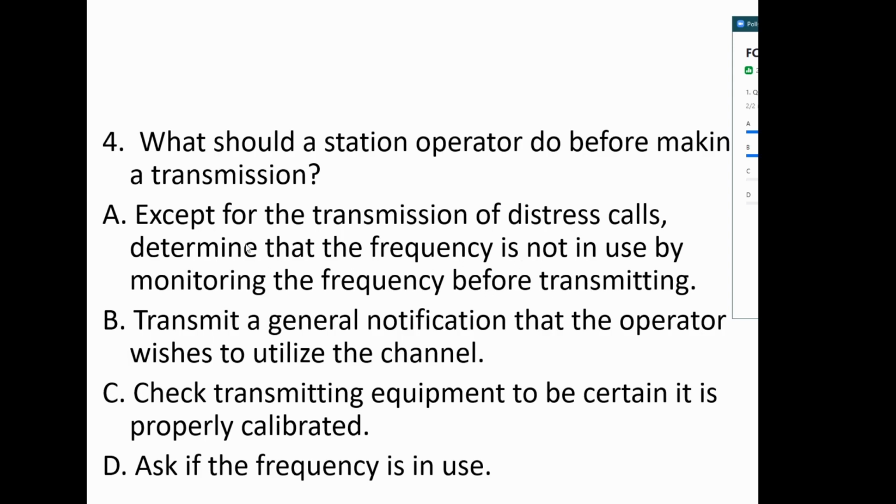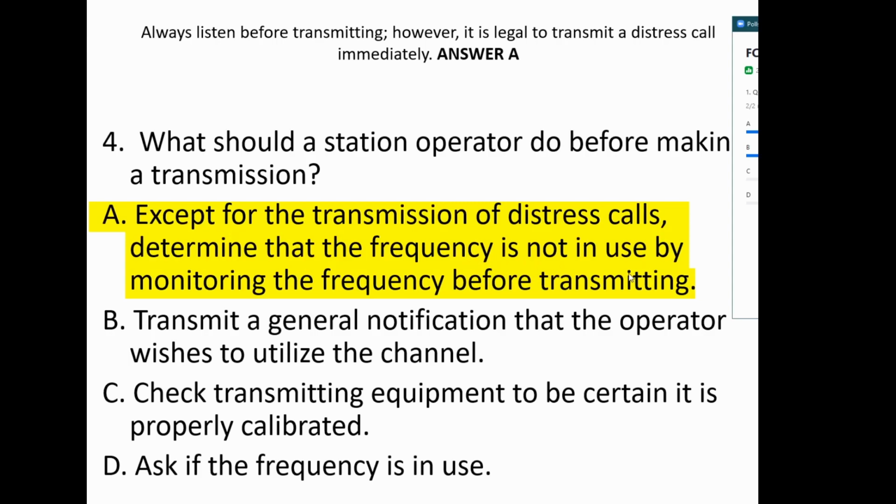So what was our best one? A, except for the transmission of distress calls, determine the frequency is not in use by monitoring the frequency. All right, that's basically a repeat of what we already did.